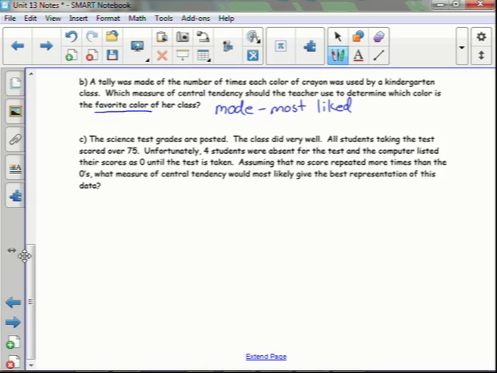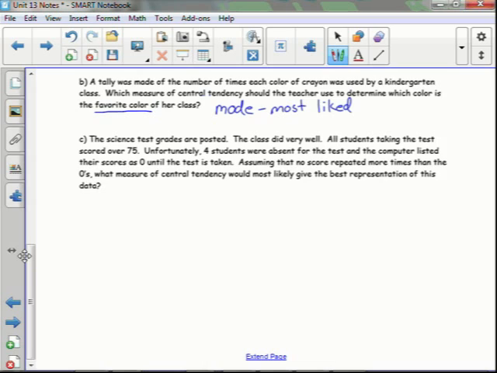And then C, the science test grades are posted. The class did very well. All students taking the test scored over 75. Unfortunately, 4 students were absent for the test, and the computer listed their scores as 0 until the test is taken. Assuming that no score repeated more times than the zeros, what measure of central tendency would most likely give the best representation of this data?